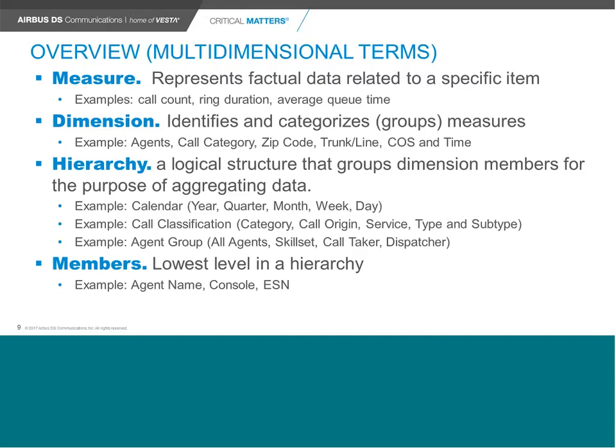Lastly, we have members. Members are the lowest level in a hierarchy. Examples of that include agent name, console, and ESN.